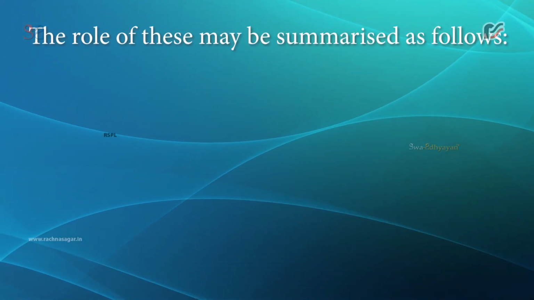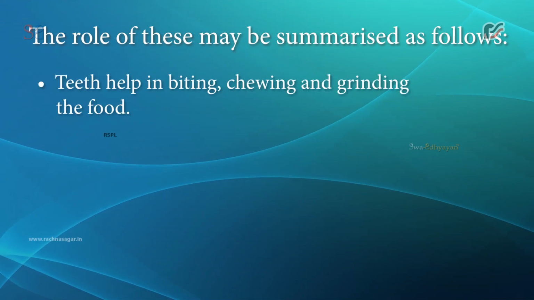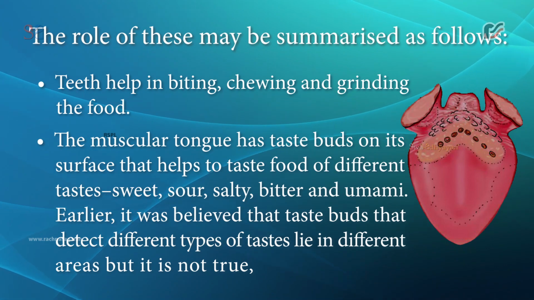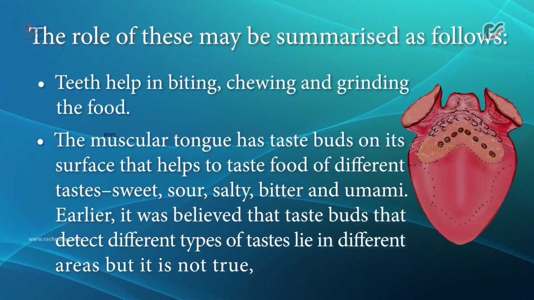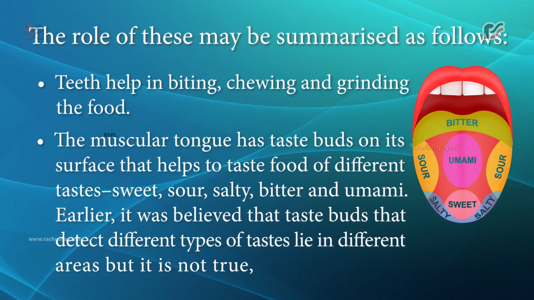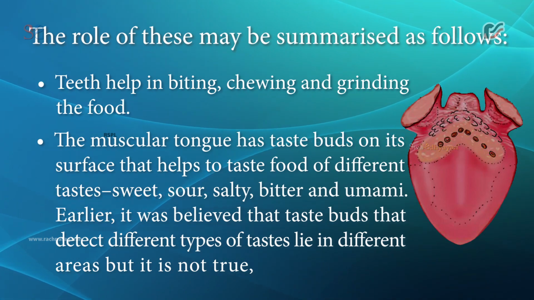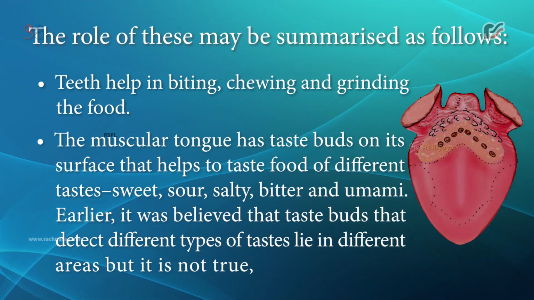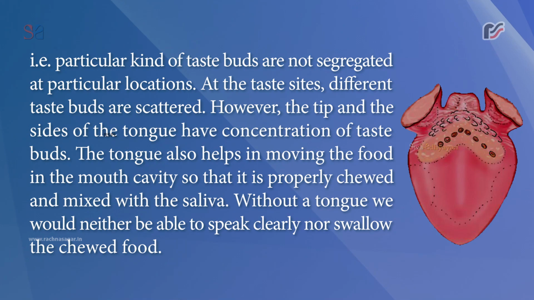The role of these may be summarized as follows. Teeth help in biting, chewing and grinding the food. The muscular tongue has taste buds on its surface that helps to taste food of different tastes: sweet, sour, salty, bitter and umami. Earlier, it was believed that taste buds that detect different types of taste lie in different areas, but it is not true. That is, particular kind of taste buds are not segregated at particular locations. At the taste sites, different taste buds are scattered. However, the tip and the sides of the tongue have concentration of taste buds.